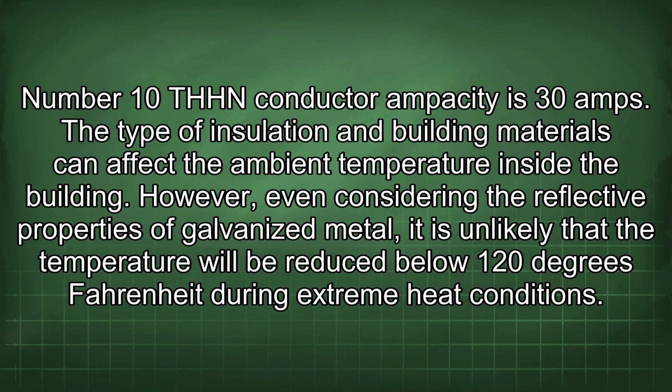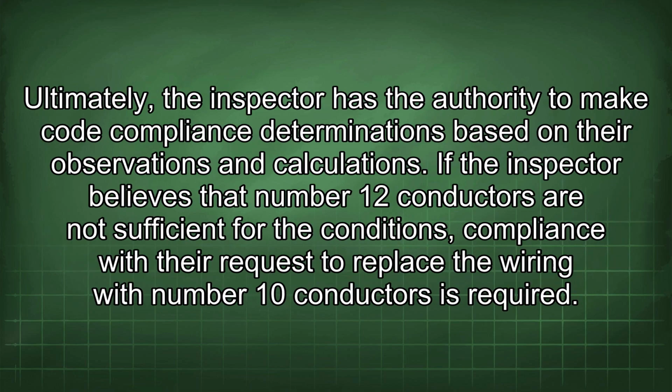The type of insulation and building materials can affect the ambient temperature inside the building. However, even considering the reflective properties of galvanized metal, it is unlikely that the temperature will be reduced below 120 degrees Fahrenheit during extreme heat conditions. Ultimately, the inspector has the authority to make code compliance determinations based on their observations and calculations. If the inspector believes that number 12 conductors are not sufficient for the conditions, compliance with their request to replace the wiring with number 10 conductors is required.